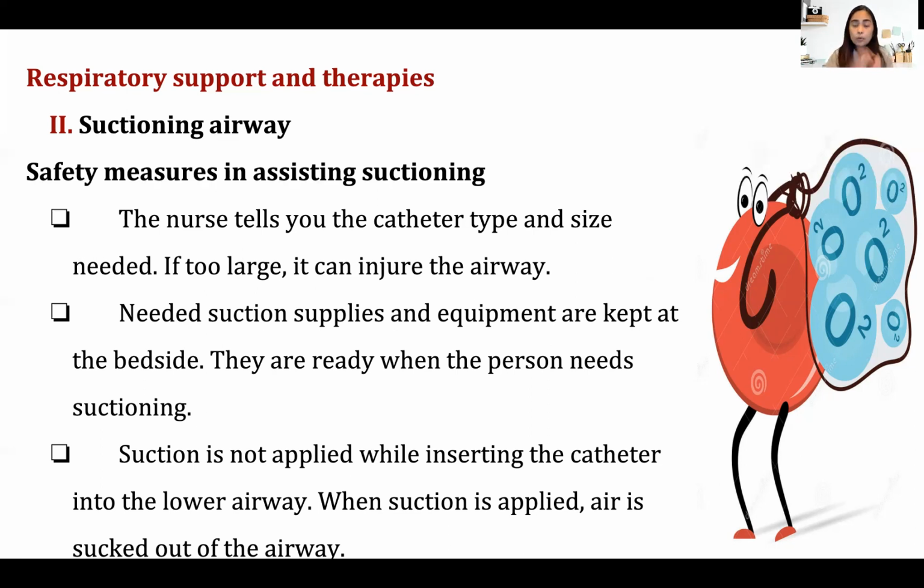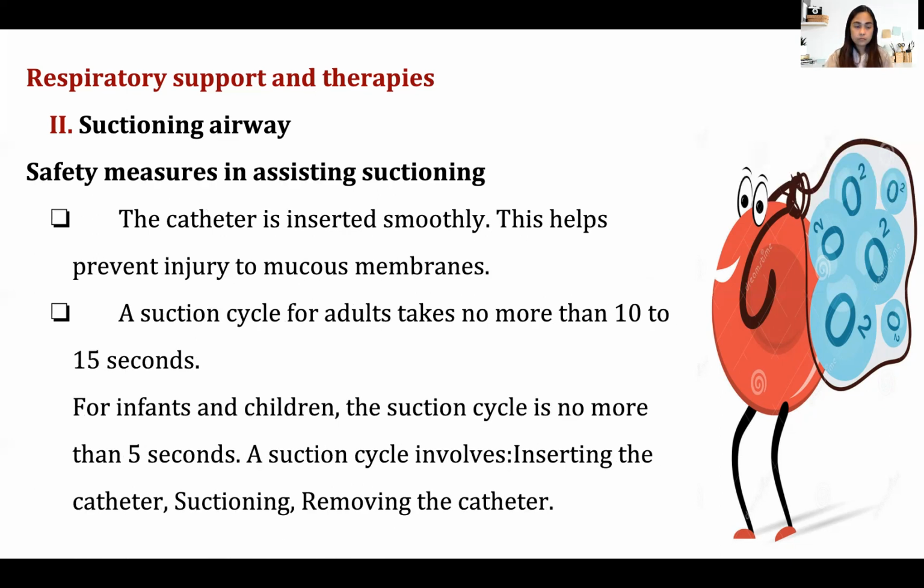When applying suction, it should be intermittent. Intermittent means it's not continuous, because when you apply continuous suctioning, it will injure the airway. The catheter is inserted smoothly. This will help prevent injury to the mucous membrane.